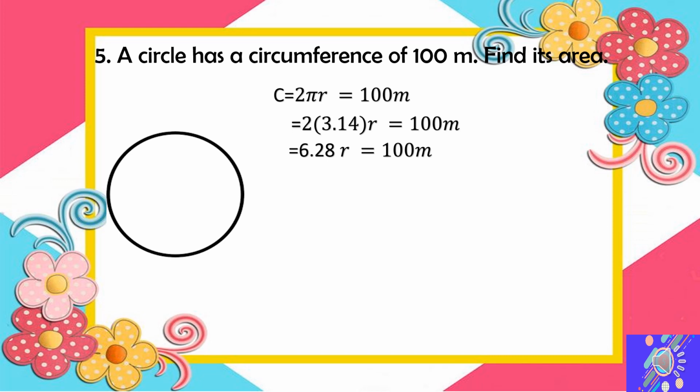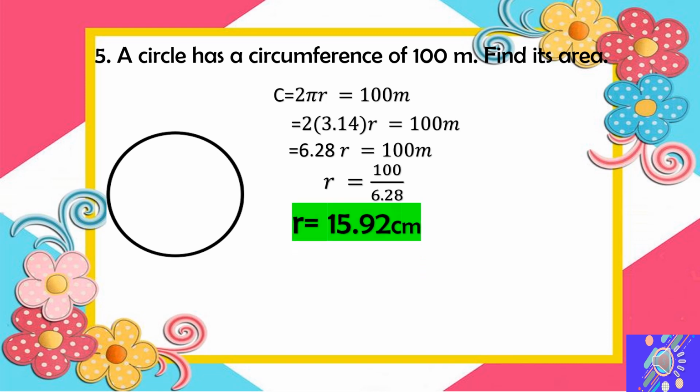So if we are going to divide, the value of the radius will become 100 divided by 6.28. So that means the radius is equal to 15.92 centimeter. Okay, saka pa lang natin makukuha ang area.